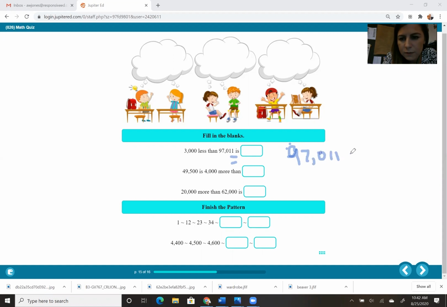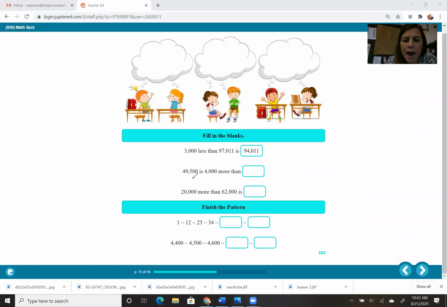97,000 minus, less than, take away 3,000, and is, what would that equal? Well, what's 3,000 less than 97,011? You just take away 3 from the thousands place value. So what is 7 minus 3? 4. The rest of the number stays the same. So 3,000 less than 97,011 is 94,011. Okay?